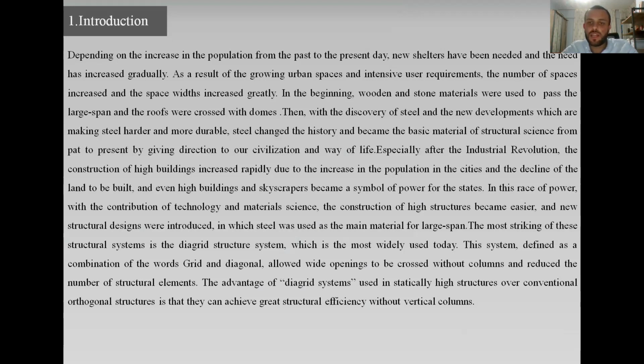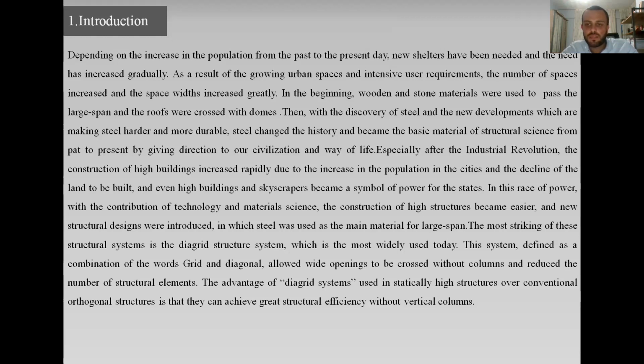Especially after the Industrial Revolution, the construction of high buildings increased rapidly due to the increase in the population in the cities and the decline of the land to be built. And even taller buildings and skyscrapers became a symbol of power for the states. In this race of power, with the advancement of technology and material science, the construction of high structures became easier, and new structural designs were introduced in which steel was used as the main material for lifespan.